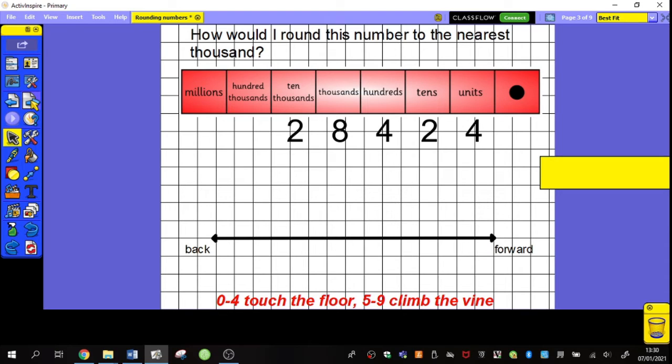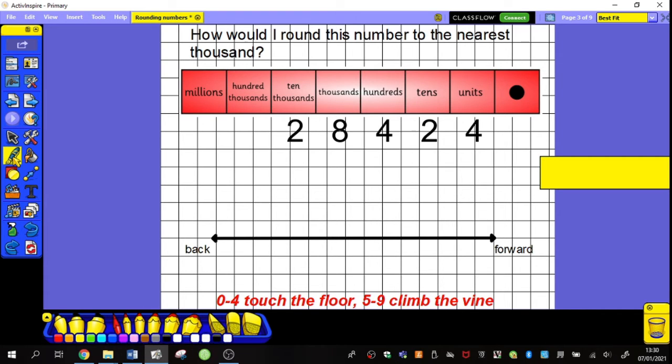So, how would I round this number to the nearest 1000? First of all, I've written my number out and I have added my place value columns above it. So I have 28,424. So straight away, I've drawn my number line and I'm going to write 28,424 somewhere roughly in the middle of my number line. Okay. Now, in order to figure out whether I'm rounding back or forward, I'm going to need to work out the multiples both behind and forward on my number line.